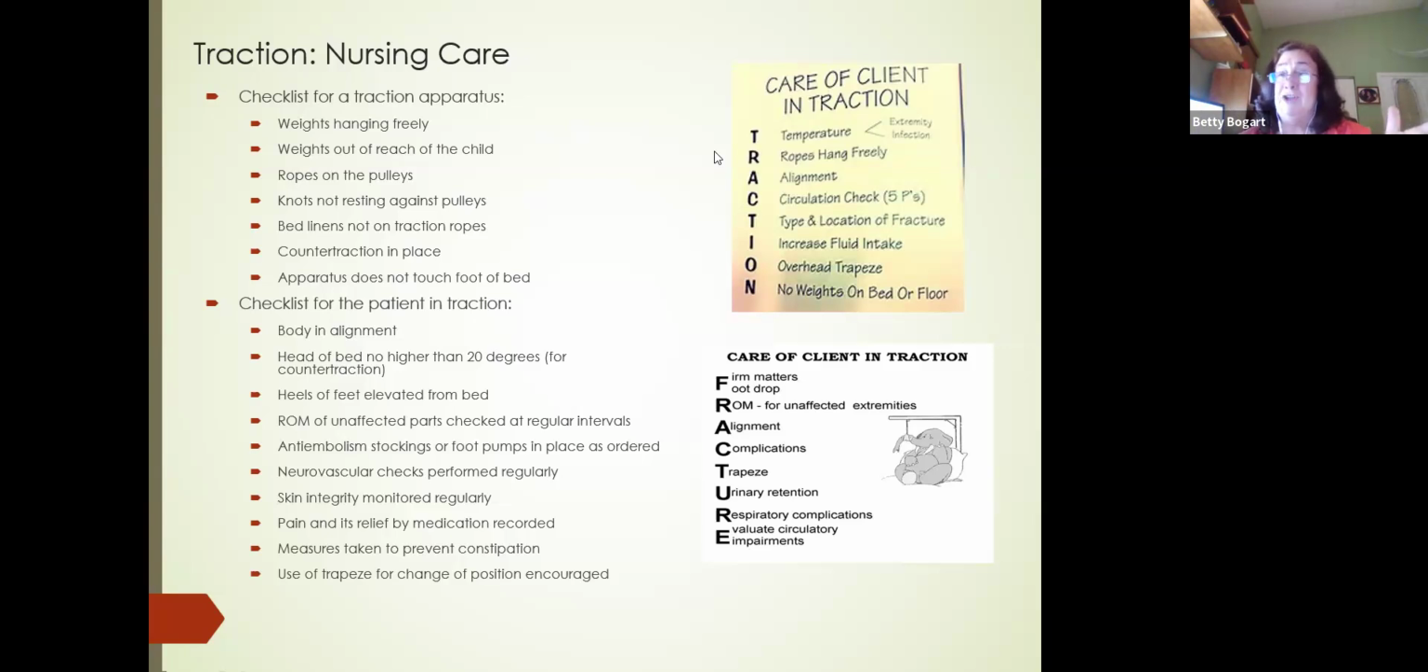And you have a child who's immobile, getting pain medicines, worry about constipation. So make sure they have a stool softener and are getting fiber in their diet. And as I said, they're on a trapeze.